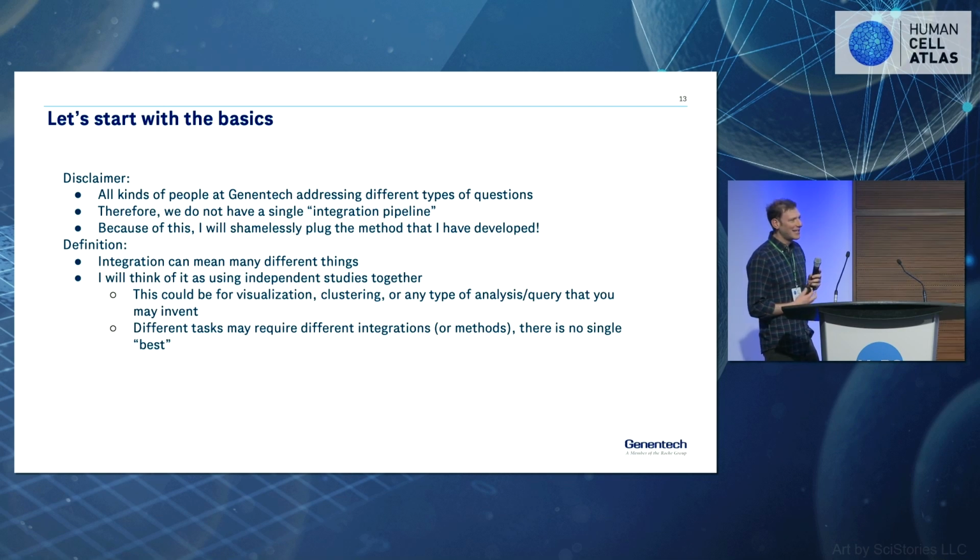But one definitional term: we use integration a lot, and to me it's a fairly high-level term. It just means that we want to be using different studies together. That could be putting gene expression matrices into the same gene space, making sure that they're the same units, that type of thing. Whether you do batch correction or not depends on your application. Integration at the most basic level is just being able to use these data sets together. That's what it means to me.